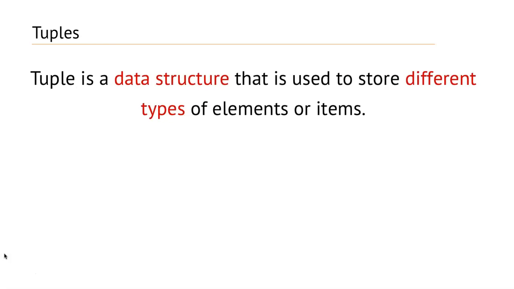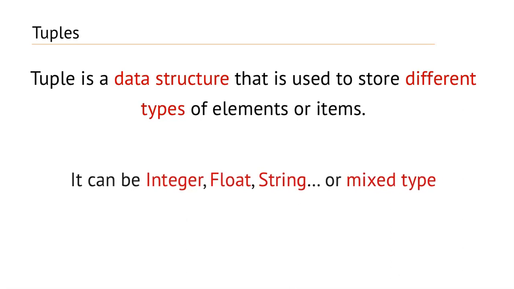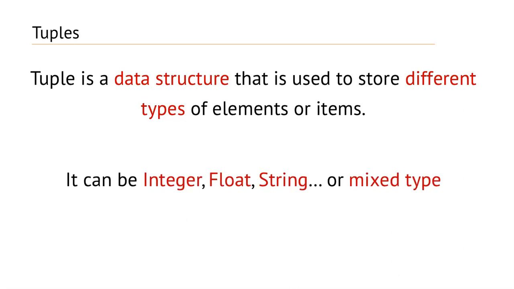Now let's see tuples. Tuple is a data structure that is used to store different types of elements or items. It means tuple is a way of organizing data that is used to store different types of elements or items. It can be integer, float, string, or mixed type.